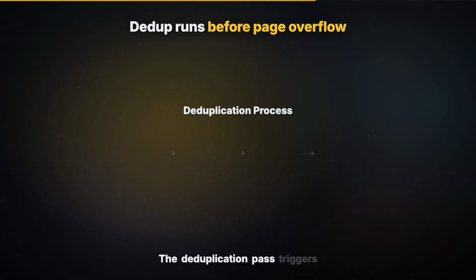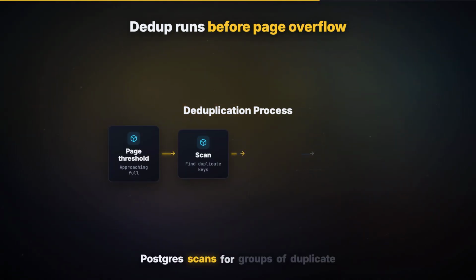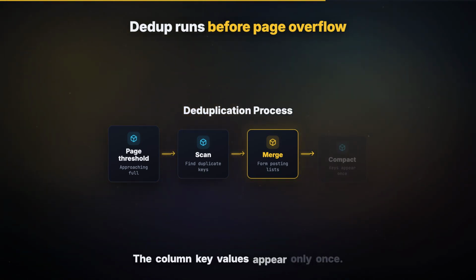The deduplication pass triggers periodically when a page is getting full. Postgres scans for groups of duplicate tuples, merges them, and forms a single posting list for each group. The column key values appear only once.